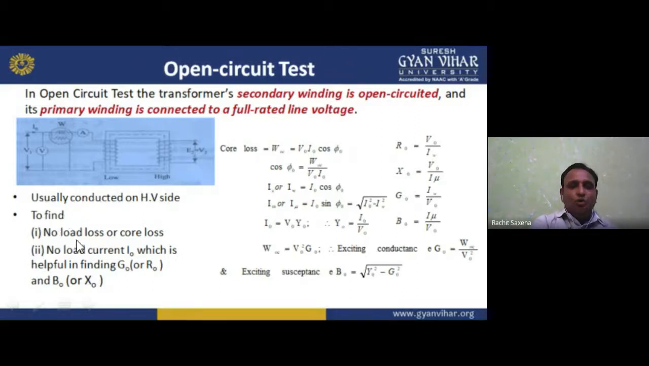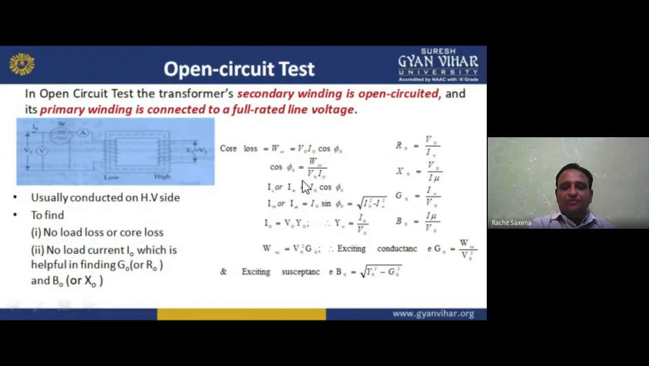The test finds no load loss or core loss, and the no load current I naught, which is helpful in finding G naught or R naught, and B naught or X naught. How can we find it? Now see here. Core loss is equal to the wattmeter reading, that is V naught I naught cos phi naught. V naught is given by the voltmeter, I naught is from the ammeter, and cos phi naught is equal to W naught upon V naught I naught. We can easily find it. And Ic or Iw is equal to I naught cos phi naught. We already know this. And Im or I mu is the magnetizing component, that is I naught sin phi naught.